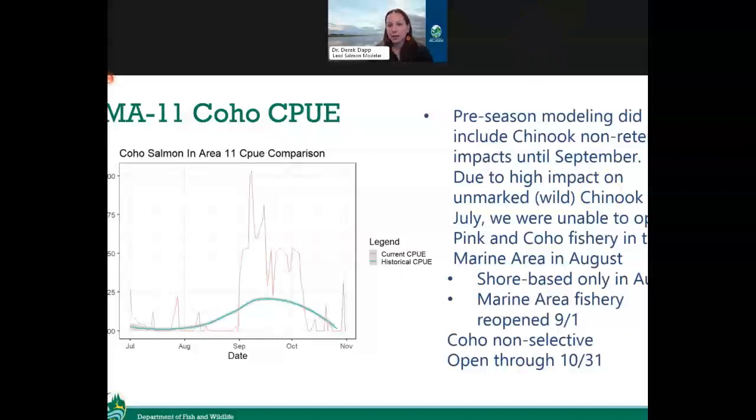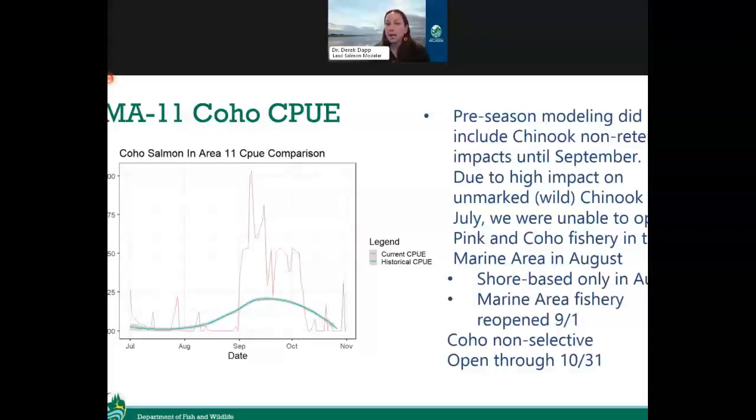Again, you can see those areas of above average CPUE for this fishery for the entire season. The one thing I do want to point out here is that the preseason modeling for this fishery did not include Chinook non-retention impacts until September. That's something that's necessary to have if we do anticipate having a fishery that closes to Chinook early. We have non-retention impacts that are built in. For this fishery, we did not have those until September.